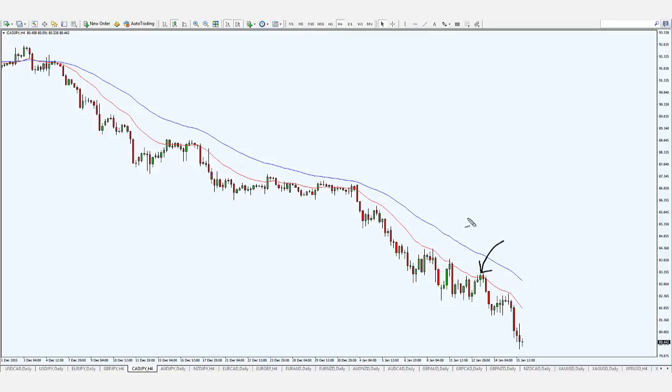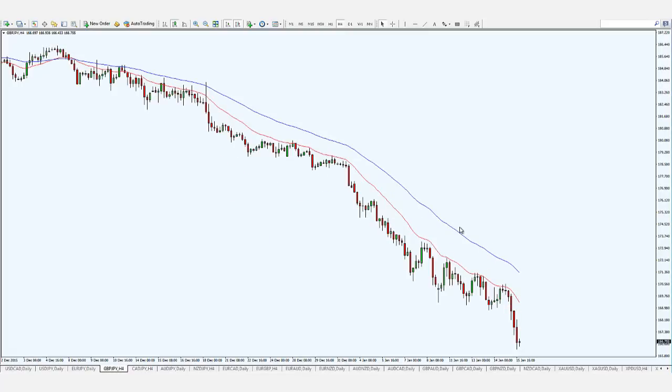If I'm wrong, then it's here. I'm not sure which it is, but getting old, I would say. So it's a retest of the 20 period moving average where I got short. Since I know that the price is respecting the 20 period moving average, it makes sense to trail my stop loss using the 20 period moving average. So this is for Canadian yen.